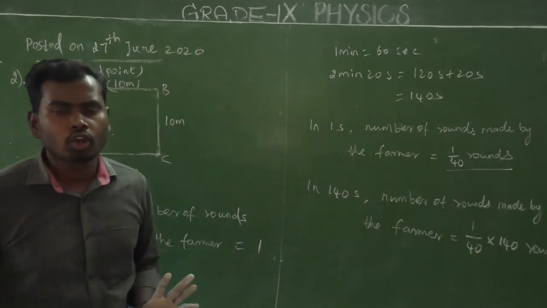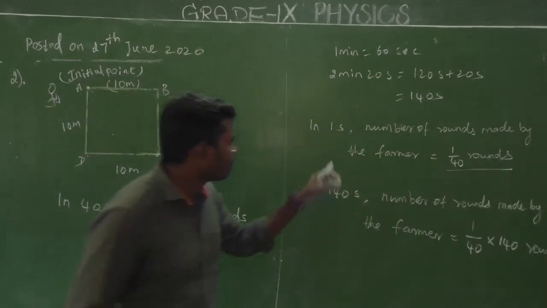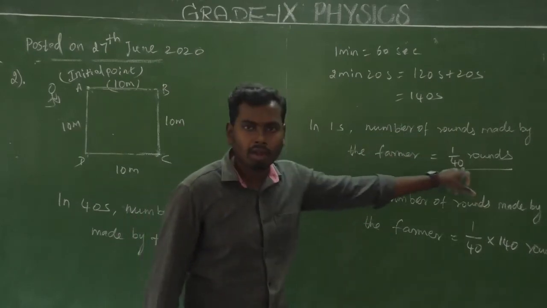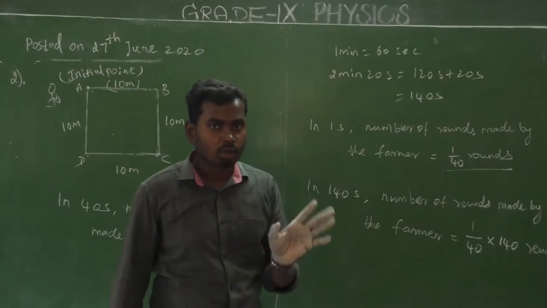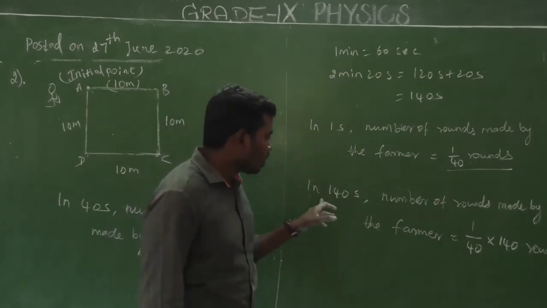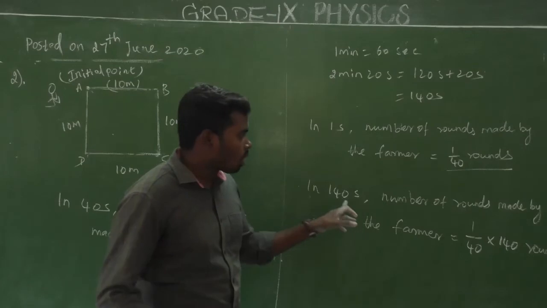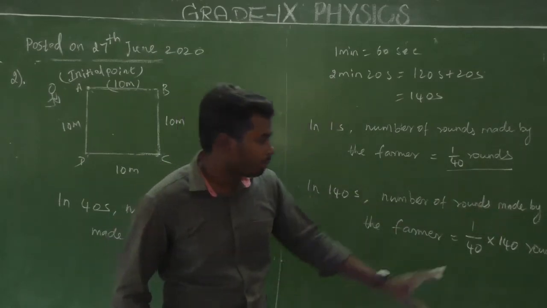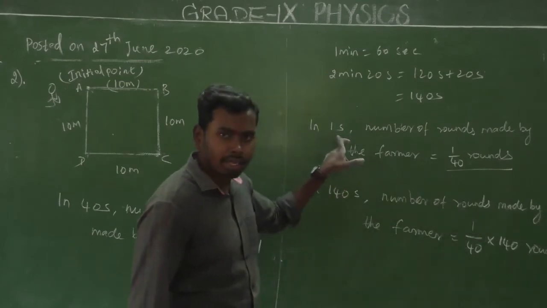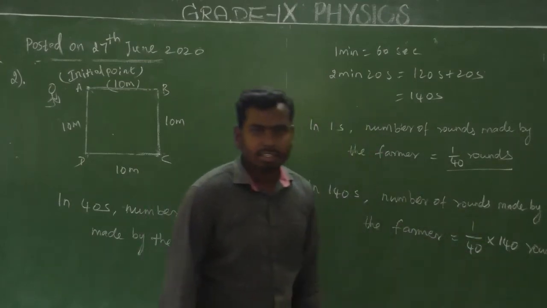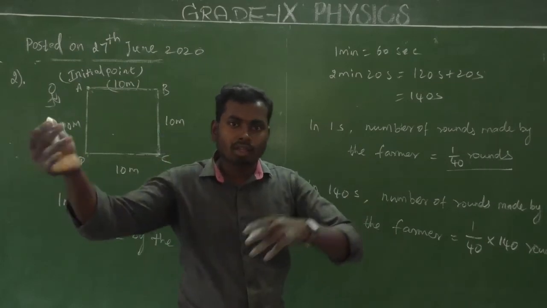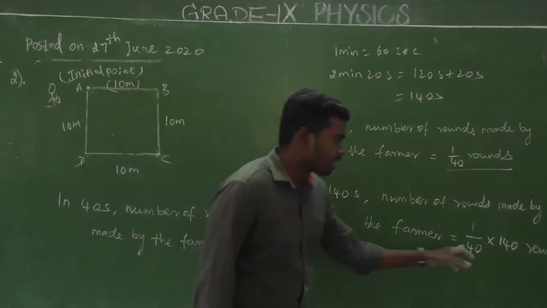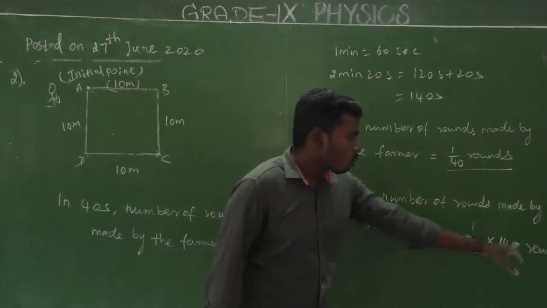How is it possible, sir? You may ask me. Look here. In 1 second, the number of rounds made by the farmer is 1 by 40 rounds. So in 140 seconds, the number of rounds is 1 by 40, because 1 by 40 is for 1 second, then this is for 140 seconds. So we can write 1 by 40 into 140 rounds.